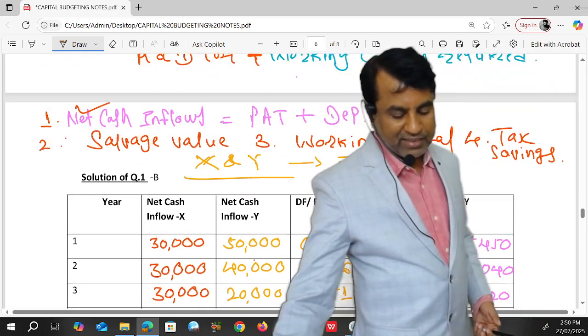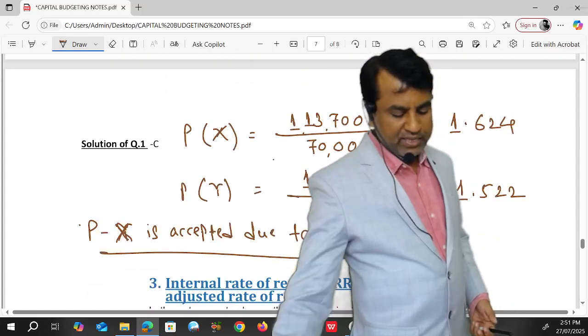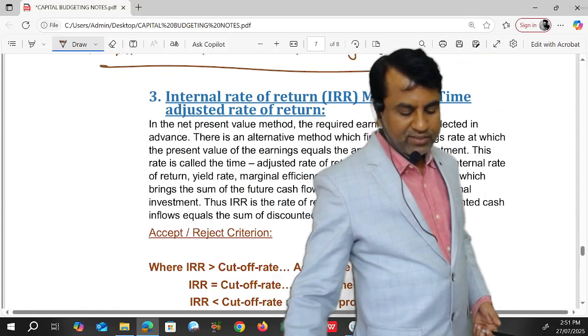And how the project is accepted or rejected is just before you here. I hope it is very clear to you. The next method here you can check out is IRR.